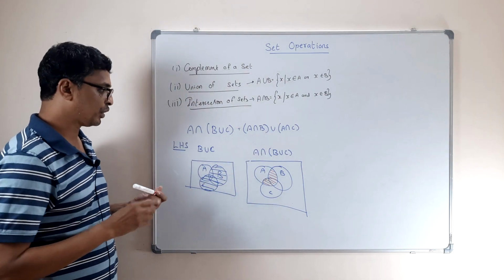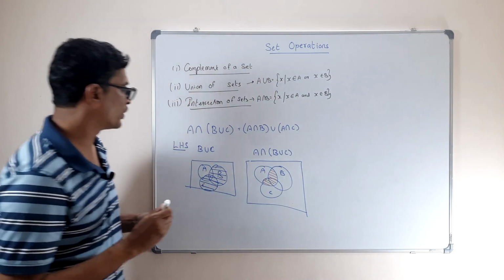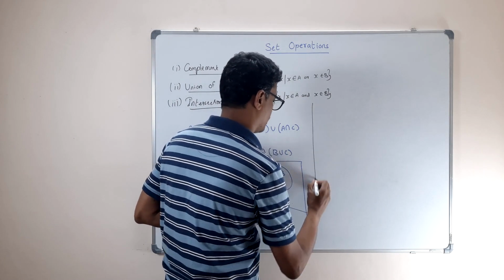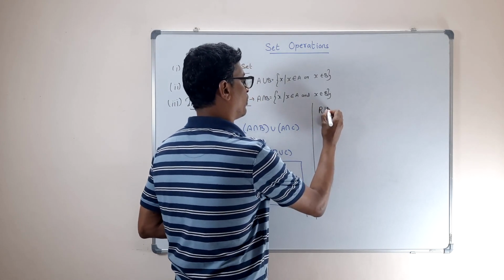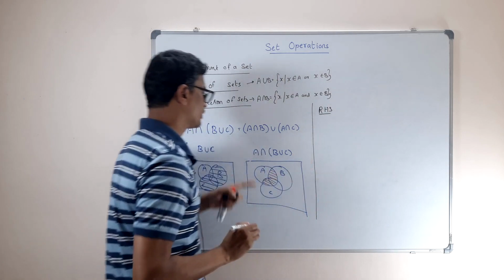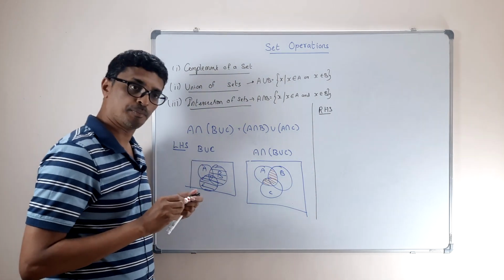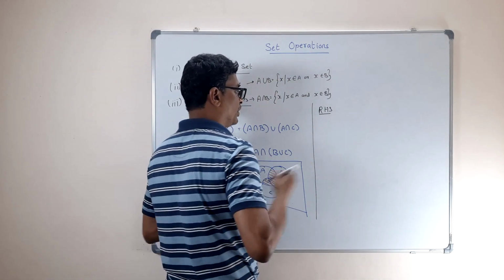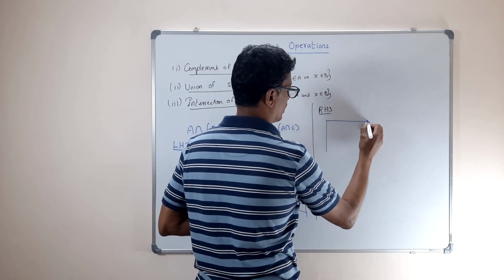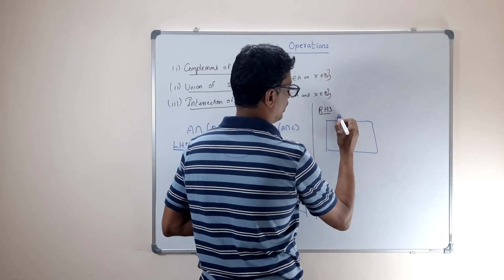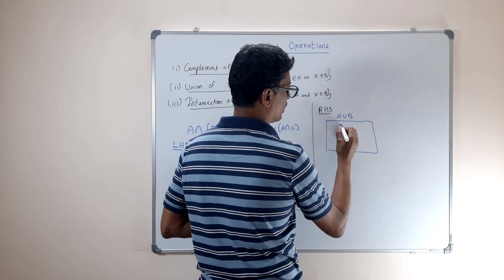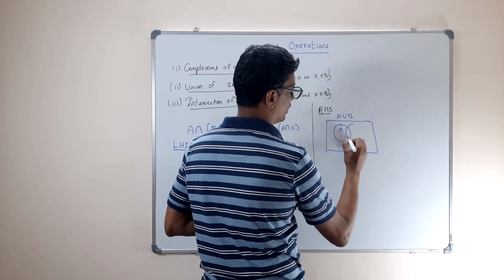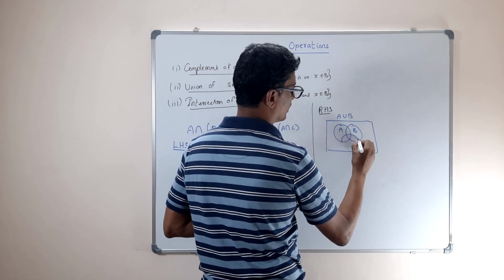Okay? So RHS, LHS is this. Now let us go for the RHS. First let us do A union B. Okay, so what we are going to do, A union B, let us write. So this is A, this is B, and this is C.